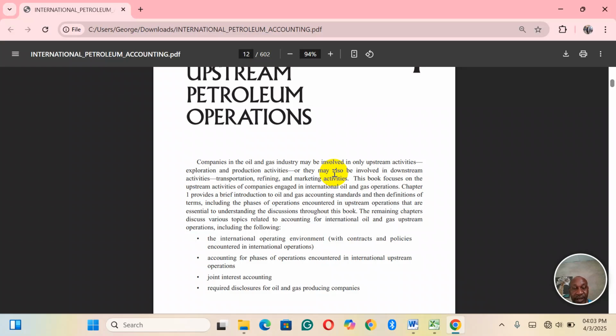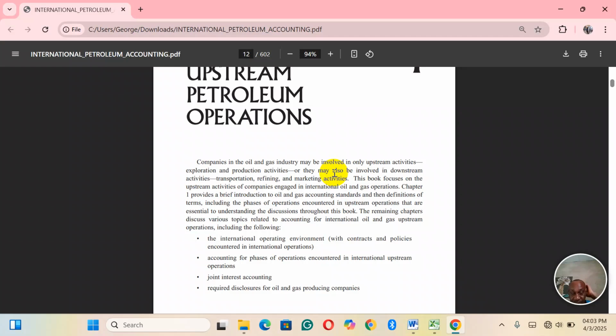So we're looking at a brief introduction to oil and gas accounting standards, and then the definition of terms, including the phases of operation and concepts in upstream and operations that are essential to understanding the discussions. Throughout this lecture, we will also be focusing on topics related to accounting for international oil and gas upstream.